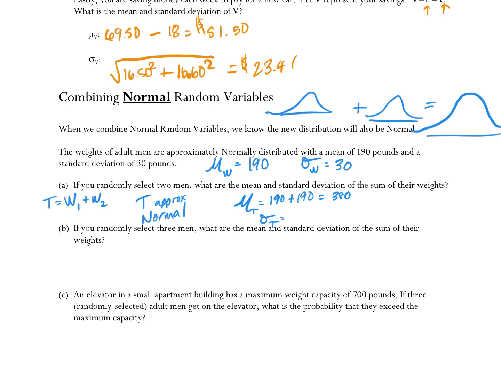What do you think we should do to find it? 30 squared plus 30 squared and the square root of that. The square root of 30 squared plus 30 squared. Perfect.